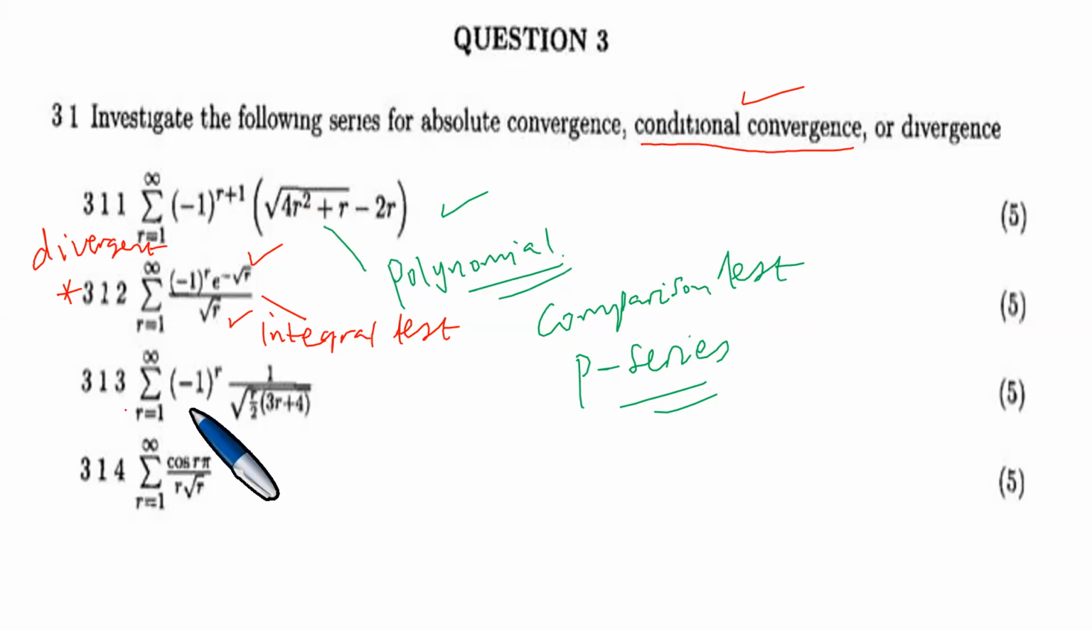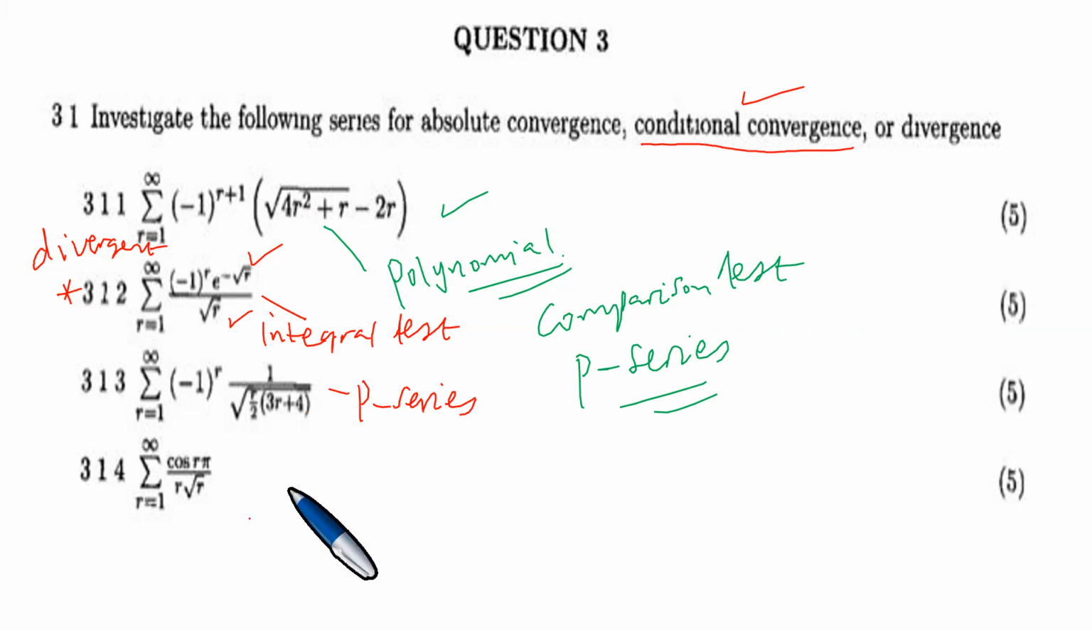Next, we look at this one. What do we use here? Because it has a square root, we could use the P series. How do we use the P series? We must just remove the square root to use the P series. Let's just proceed to use the P series for 3.3.